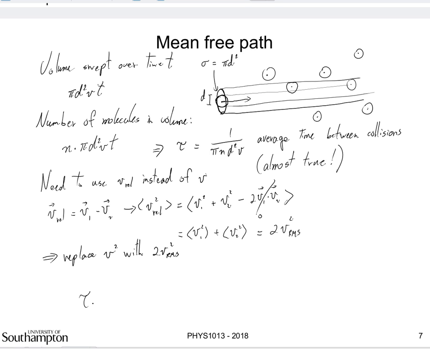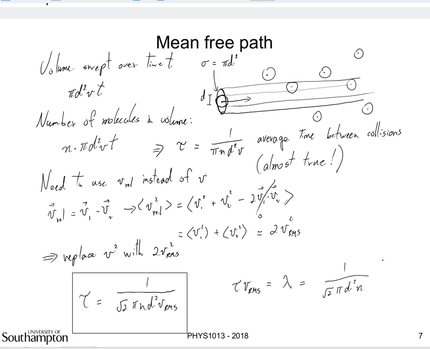So it means that the mean time between collisions is going to be 1 over square root of 2 times pi n d squared VRMS. And if you multiply by VRMS, you get what's called the mean free path, and it's just 1 over square root of 2 pi d squared times n. Okay, so we've derived these two quantities.